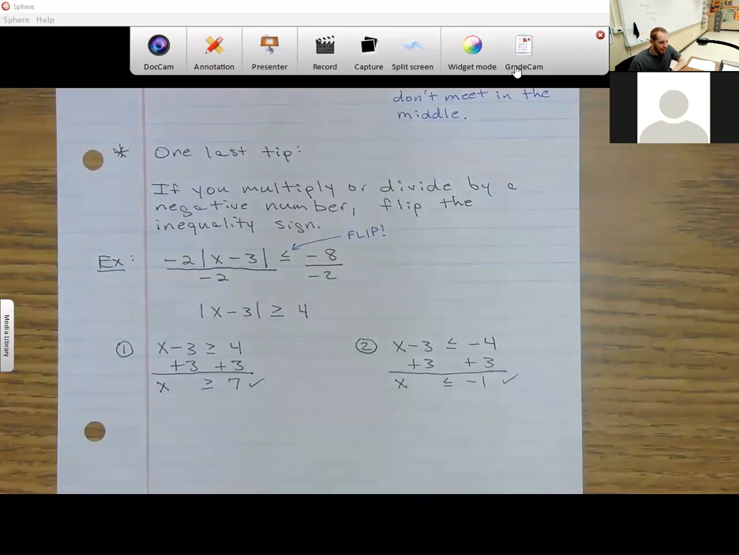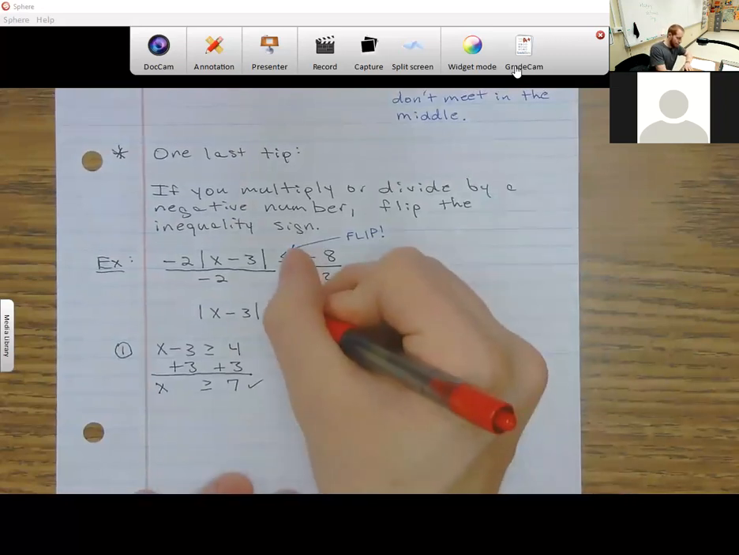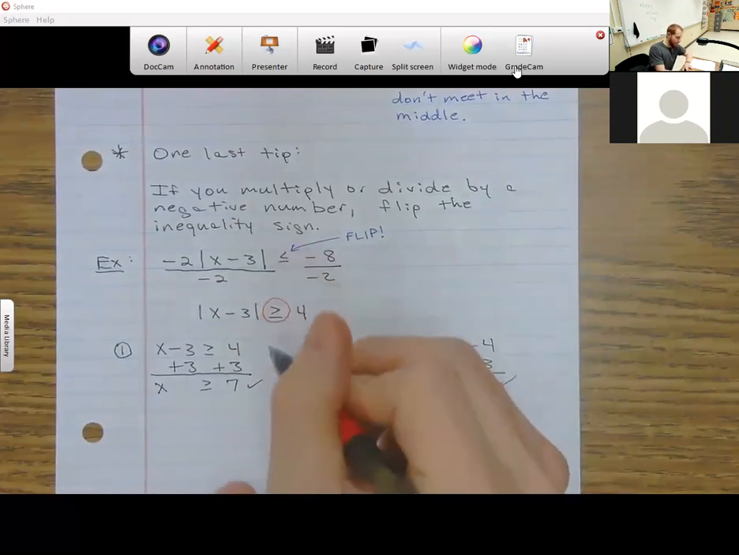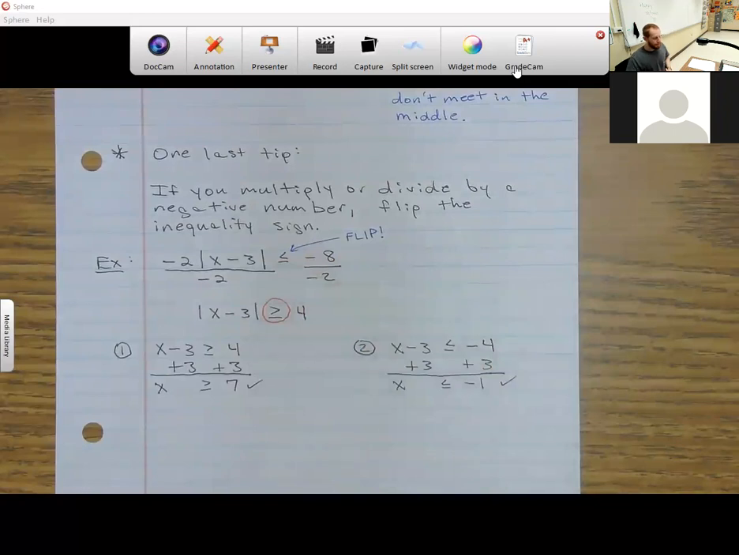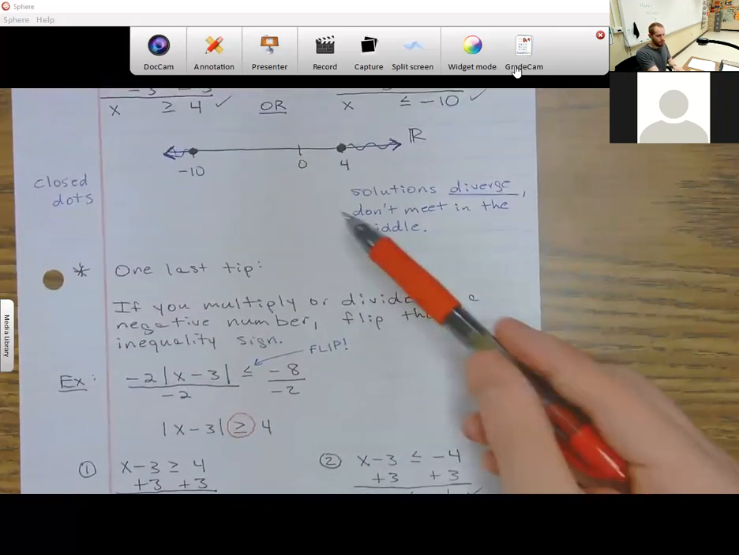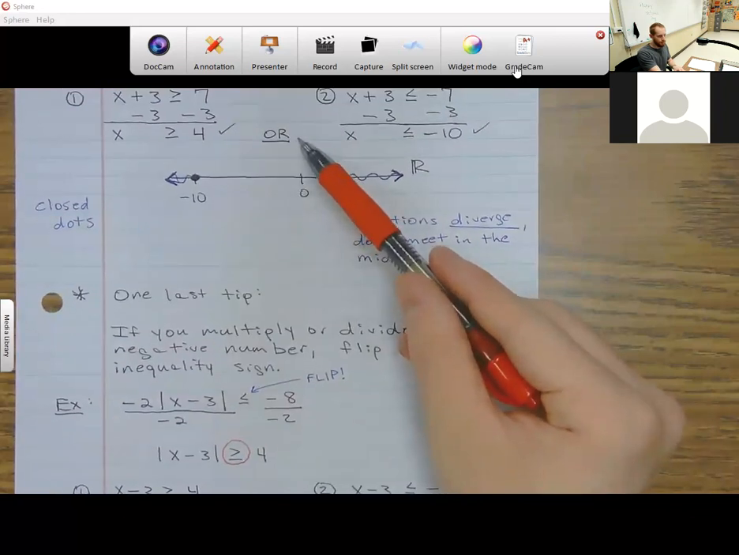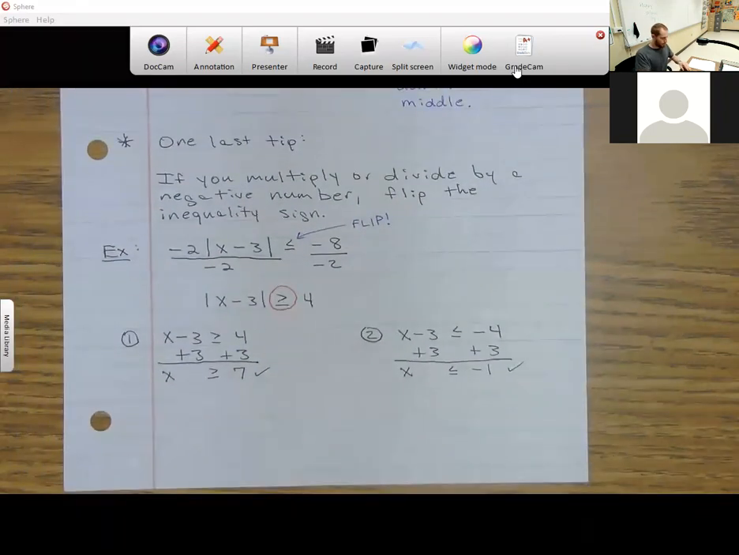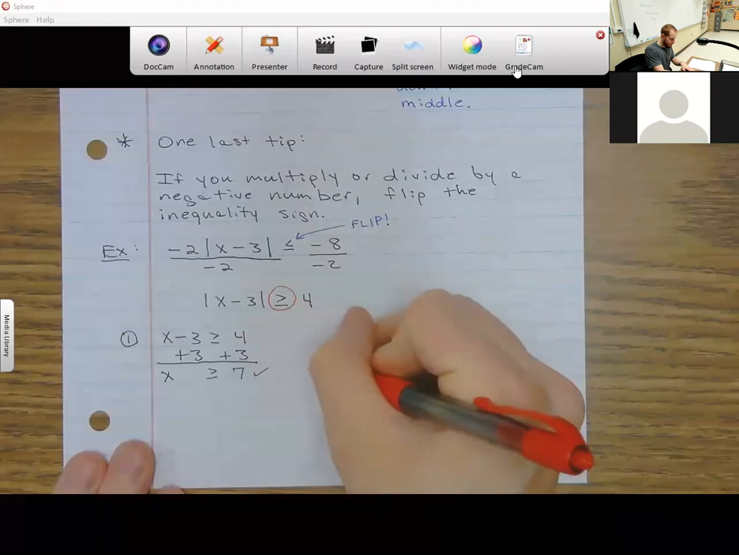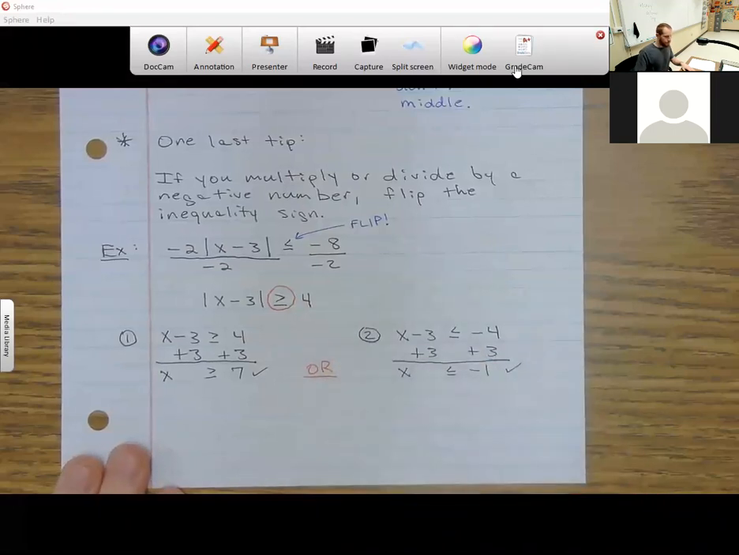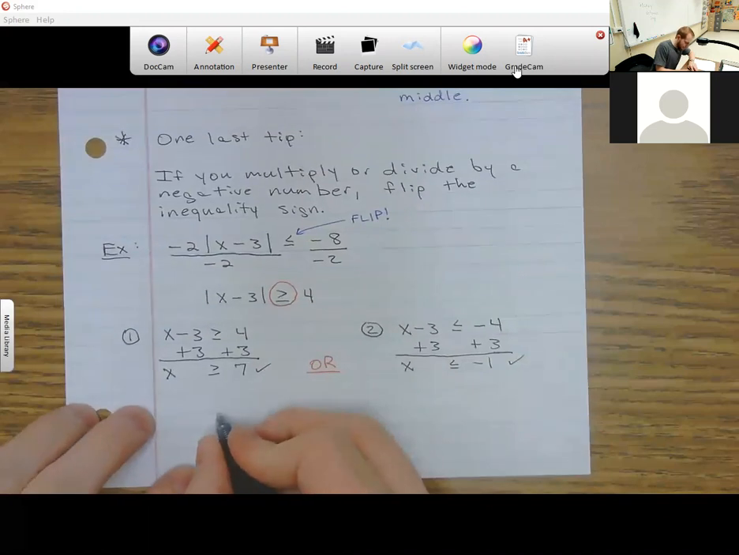Am I going to be using an and or a or? It's based on this, right? Since it's a greater than, I'm going to be using the or, just like last time. See this up here? Or. Okay. So now I got my two different solutions, and let's draw the number line and let's finish this up.